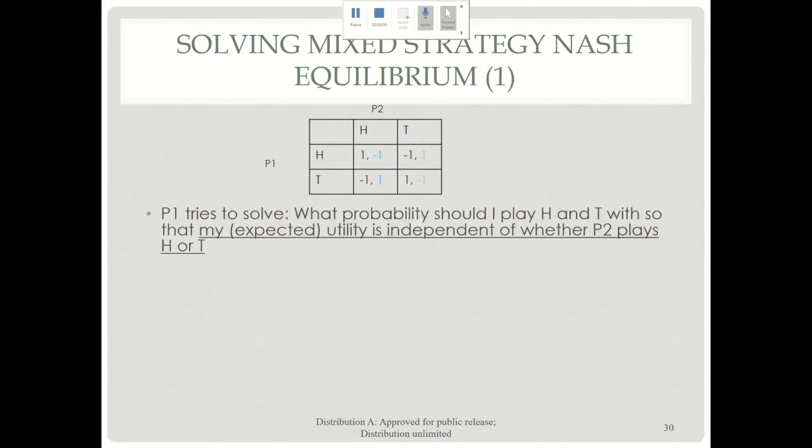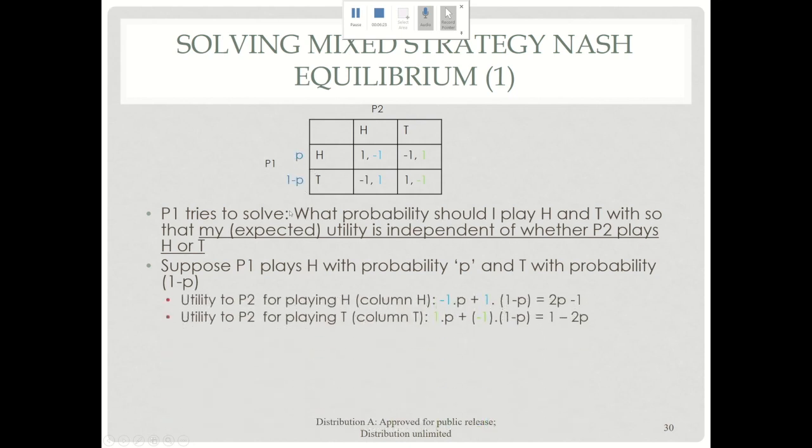What P1 tries to solve is what probability distribution I should play H and T with, so that my expected utility is independent of whether P2 plays H or T. Let's suppose P1's mixed strategy plays H with probability P and T with probability 1 minus P. Now, given that, let's get into P2's shoes.